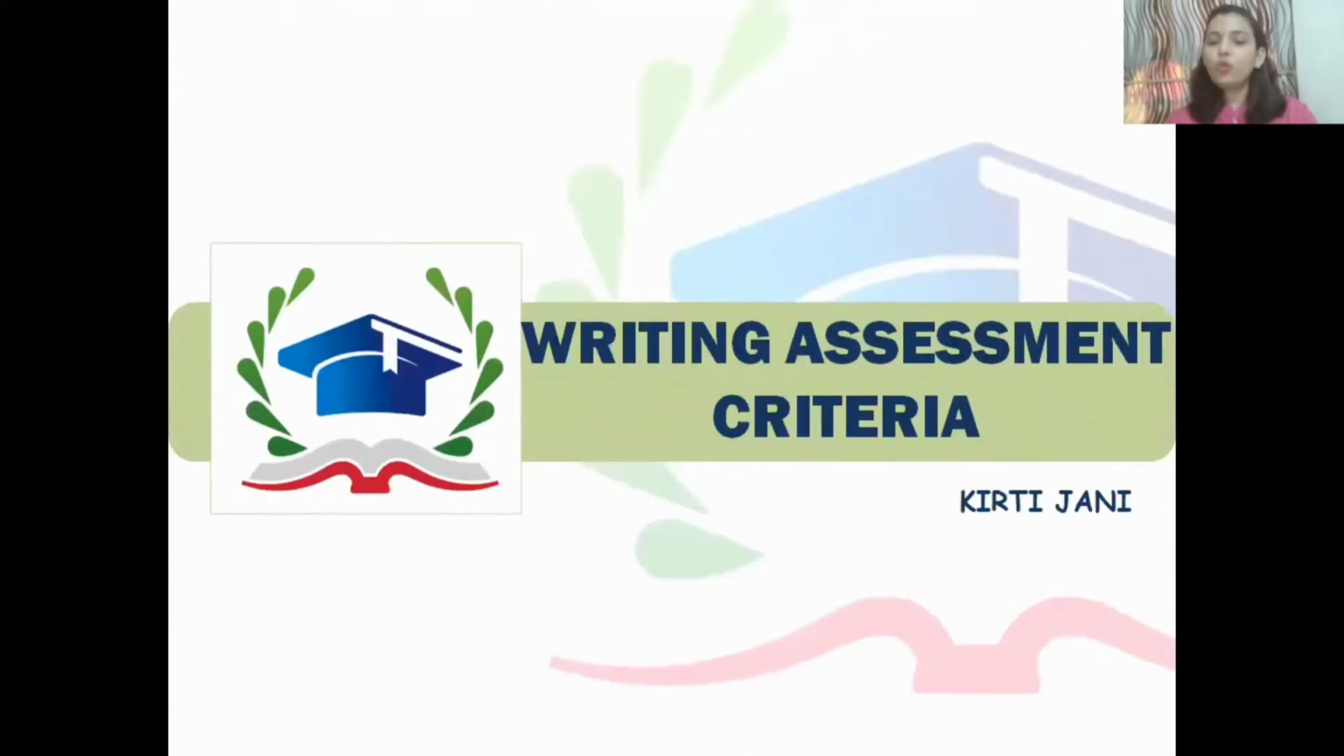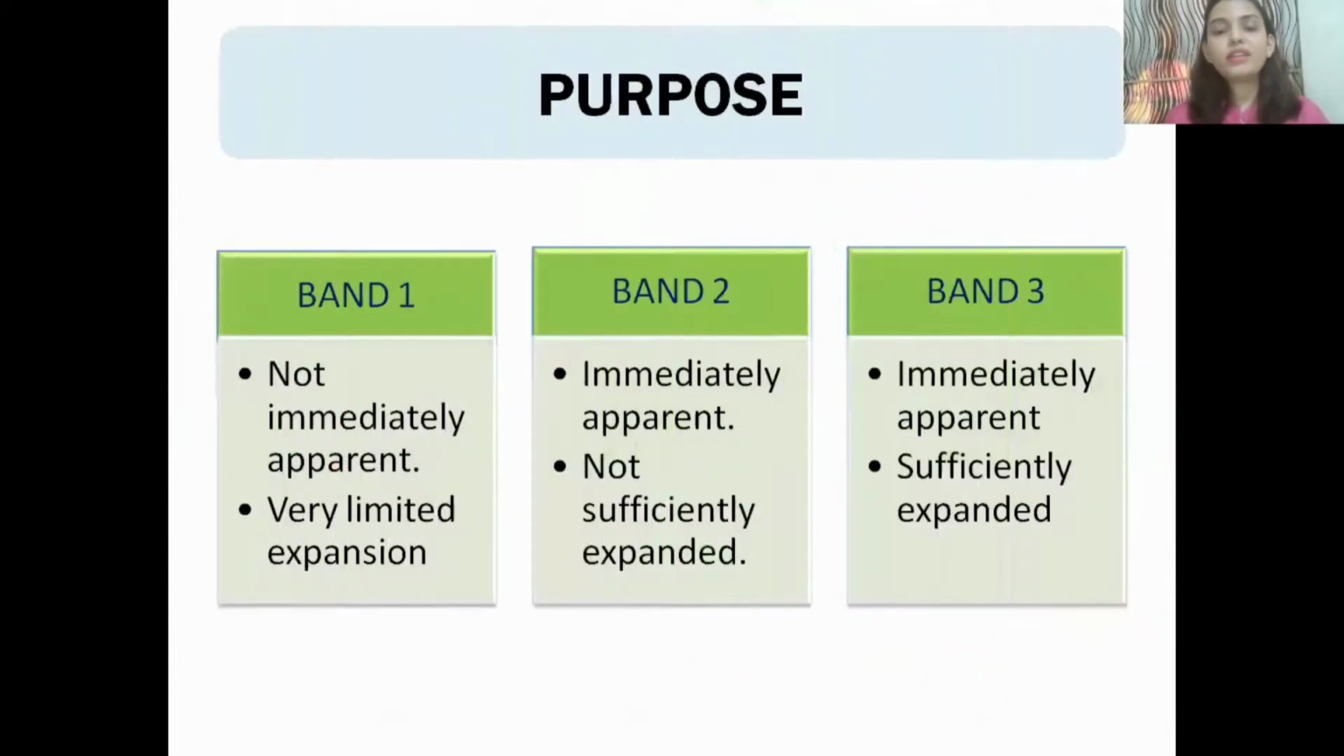Okay, so OET writing assessment criteria. You are going to be assessed basically on 6 criteria, out of which number 1 is purpose. You will score between 0 to 3 for this criterion, whereas for other criteria, you will be scored from 0 to 7. So let's start with purpose.